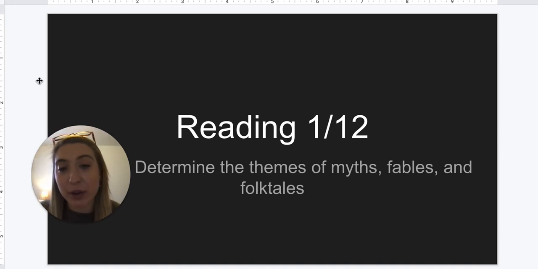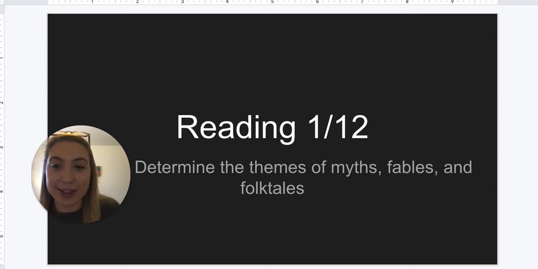Today we're going to be going over determining the themes, and we've talked about themes before, but now specifically we're going to look for themes in myths, fables, and folktales. Myths, fables, and folktales are all really good stories that are made to entertain us, but they're also written to teach us something. So they usually teach a lesson, and we're going to try to find that lesson in the stories that we read.